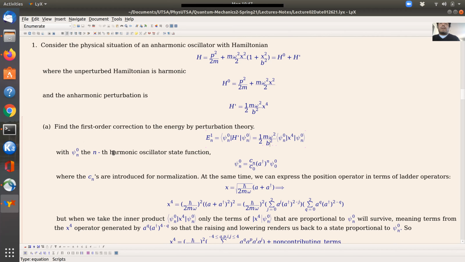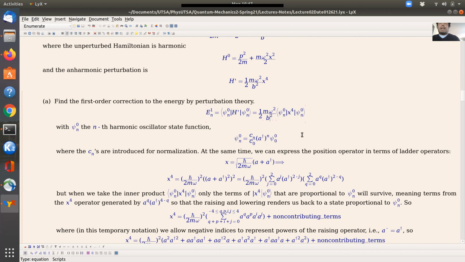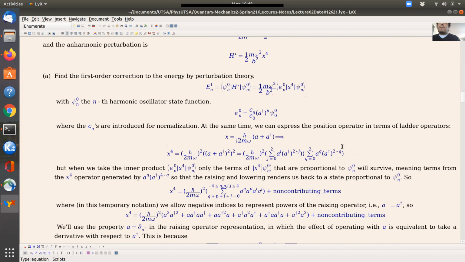And again, phi 0 n are the n-th harmonic oscillator eigenstate functions, which we already know by playing with the ladder operators, etc. You start with the ground state and you increase, and so on. There are some normalization constants, of course, related to the effect of the ladder operators, or the raising operator in particular. And what will be useful, because we have to calculate the expectation value of x to the fourth, is to express the position operator in terms of ladder operators.